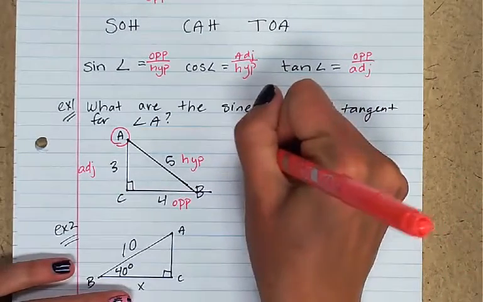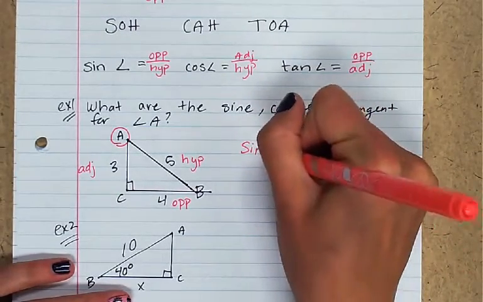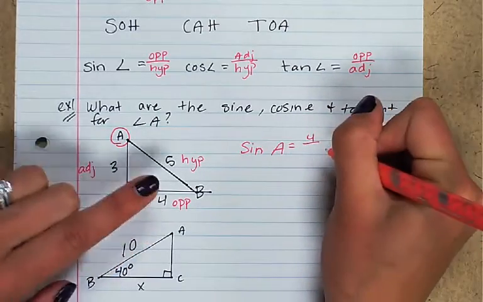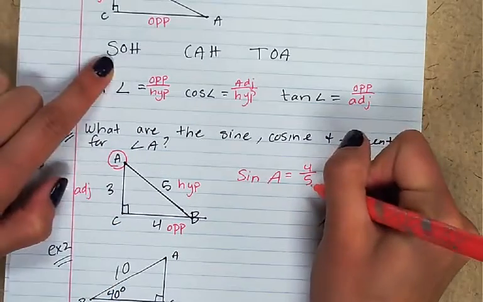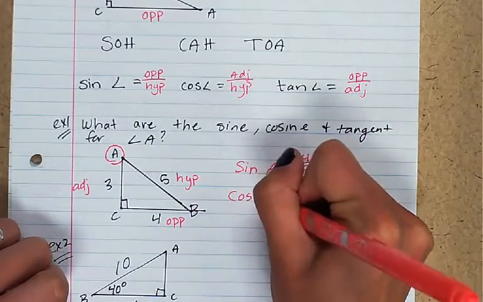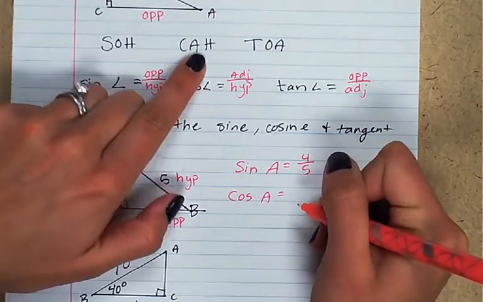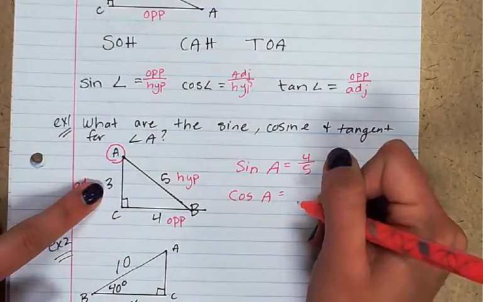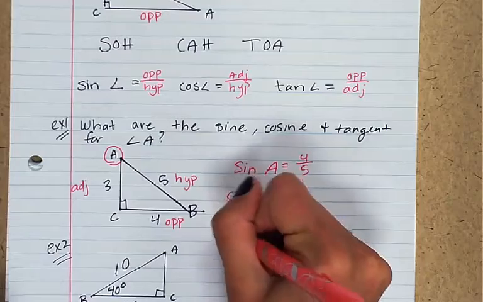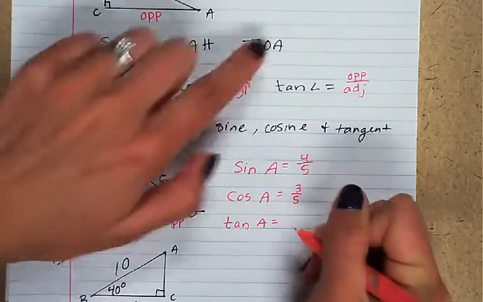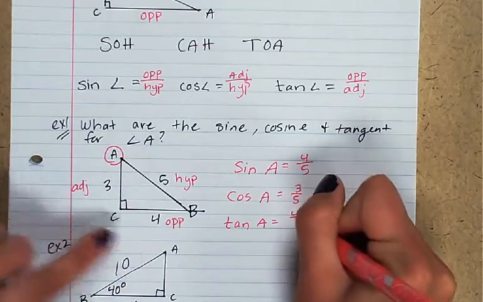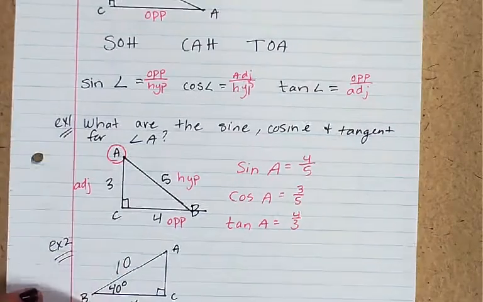For sine of angle A, sine is opposite over hypotenuse, so opposite 4 over hypotenuse 5. Cosine for angle A is adjacent over hypotenuse, so adjacent is 3, hypotenuse is 5. And lastly, tangent for angle A is opposite over adjacent, so opposite leg over adjacent leg, 4/3.